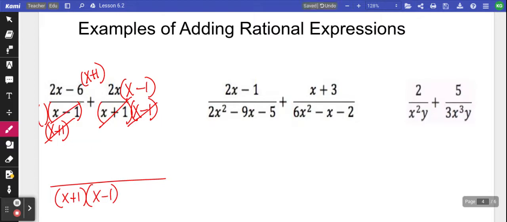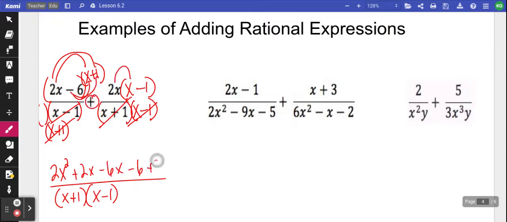Now, as far as the top goes, I'm going to need to distribute here and then combine all of my like terms, so that might take a little bit. So I'd have 2x squared plus 2x minus 6x minus 6 plus 2x squared minus 2x.